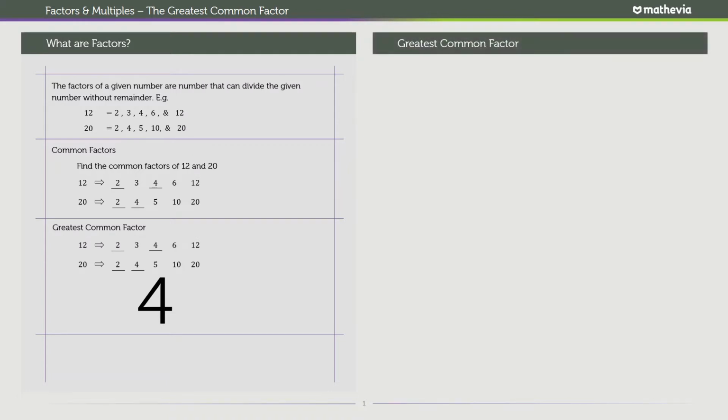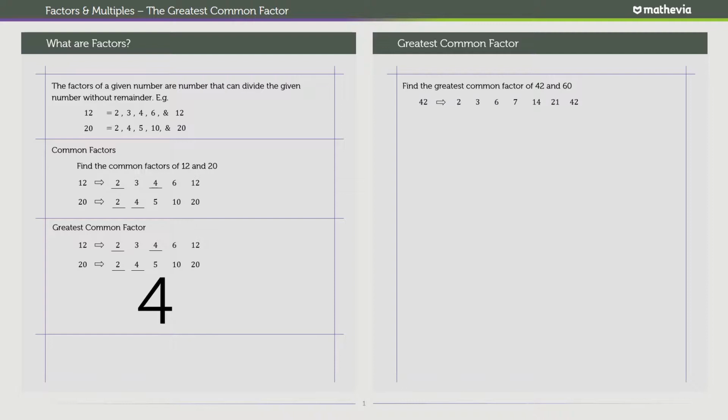Now, what if you were asked to find the greatest common factor of 42 and 60? Okay, you pretty much follow the same pattern, and basically you identify the factors of 42. And the factors of 42, numbers that can divide 42 without remainder, are 2, 3, 6, 7, 14, 21, and 42. And then 60, we have 2, 3, 4, 5, 6, 10, 12, 15, 20, 30, and 60.